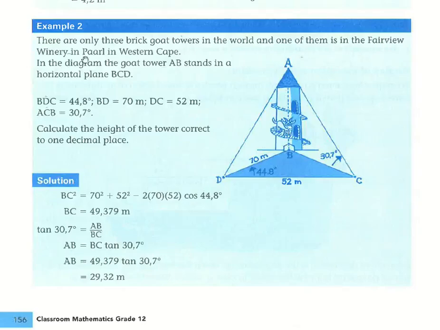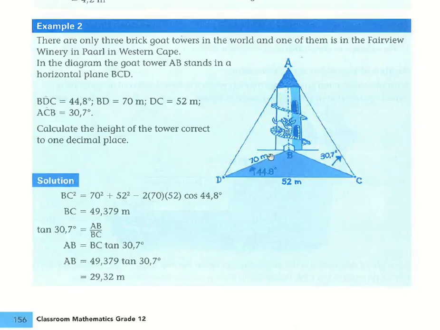Okay, example 2. There are only 3 brick goat towers in the world, and one of them is in Fairview Winery in the Paarl in Western Cape. In the diagram, the goat tower AB meets a horizontal plane BDC or BCD. Guys, the horizontal plane, pretend that this is a triangle drawn on the floor in front of this goat tower. What do we know about this goat tower?